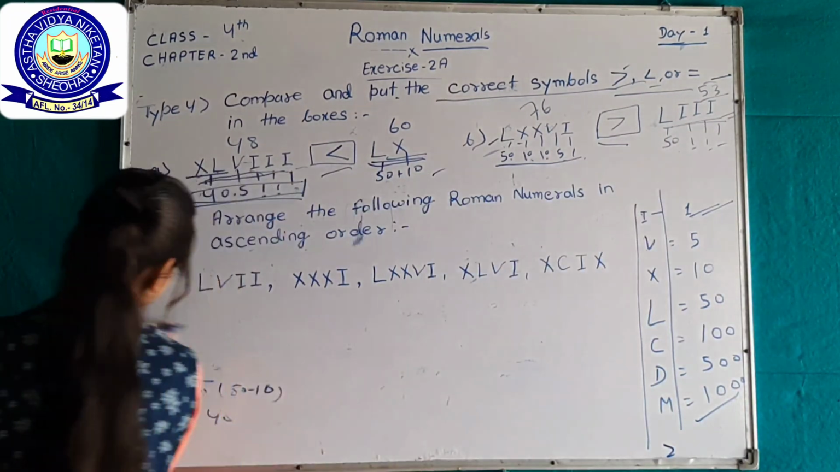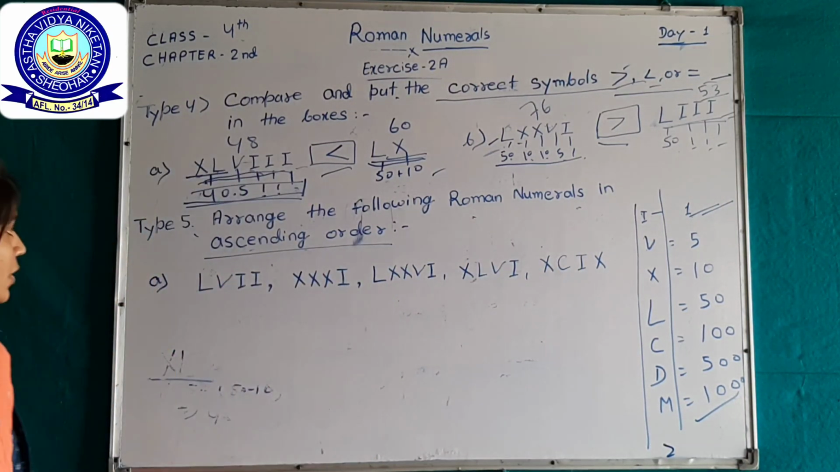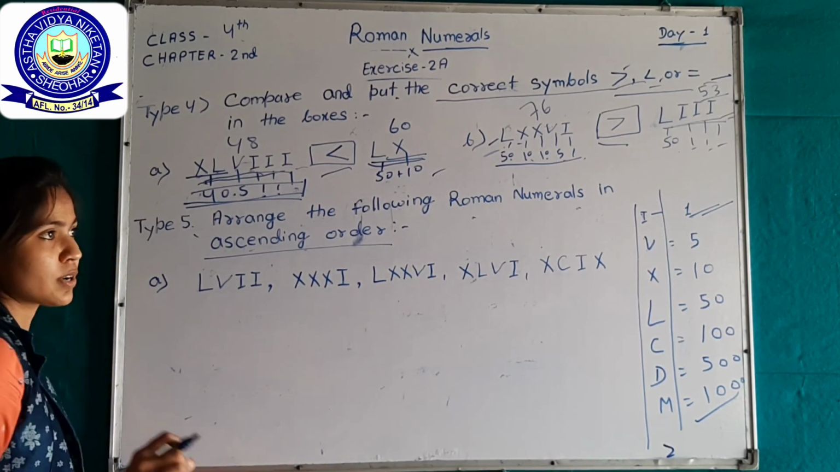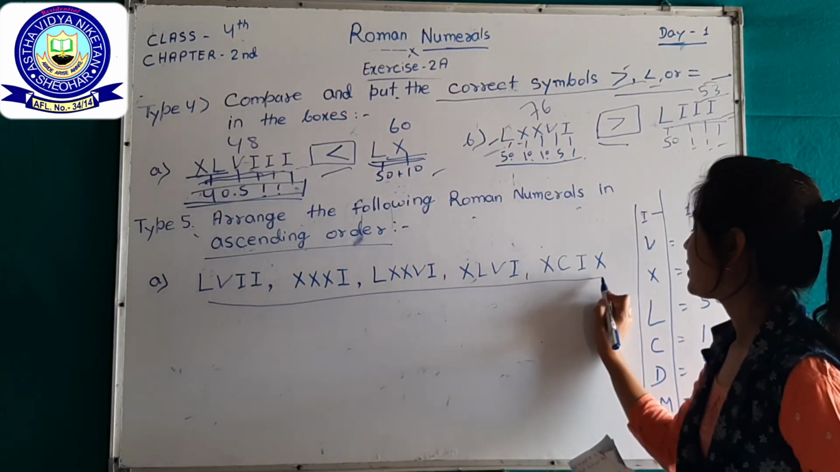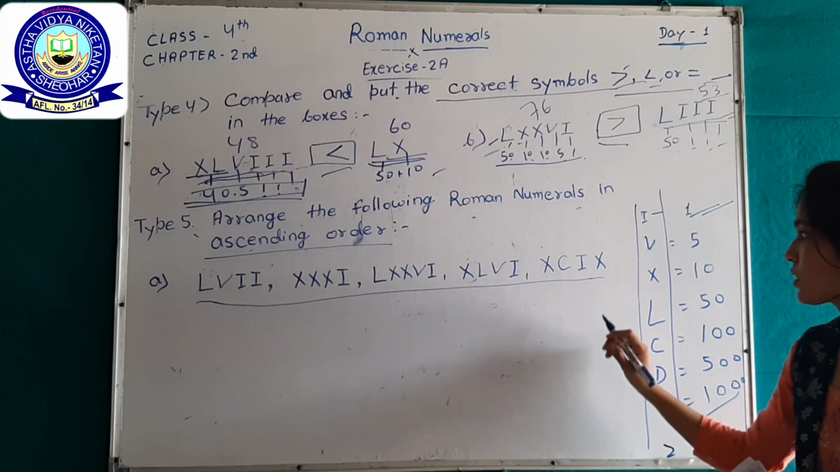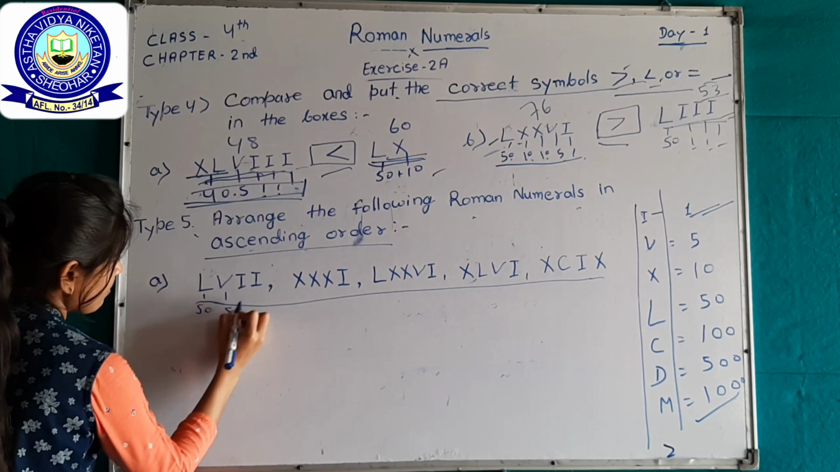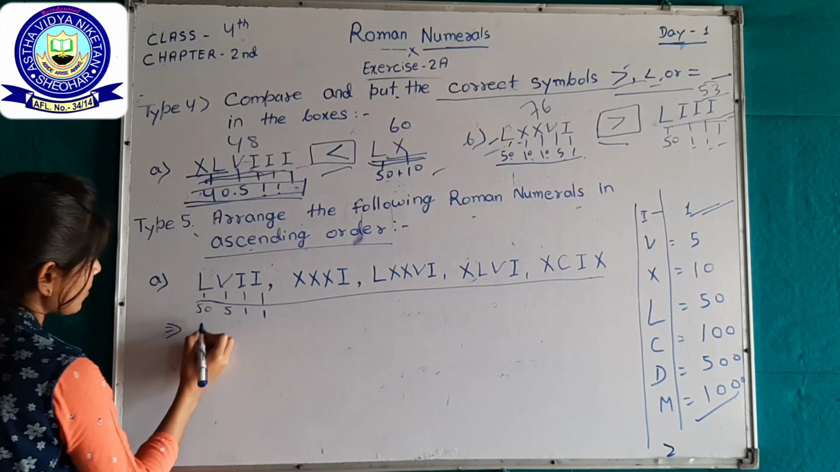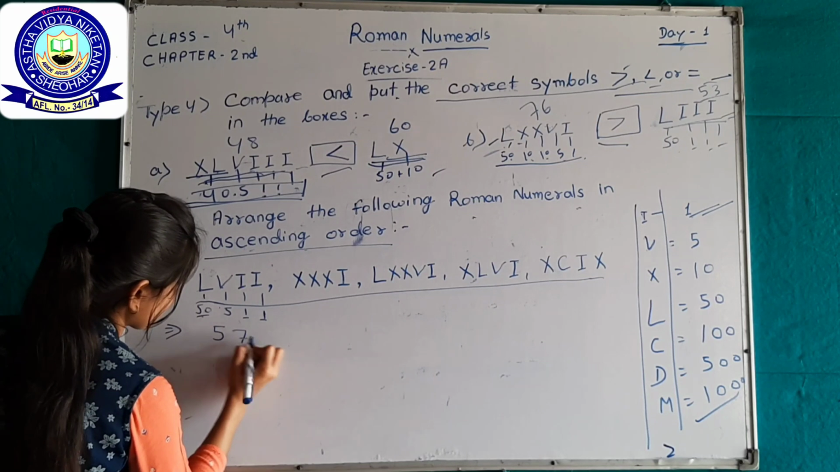And your next question. Next type: arrange the following Roman numerals in ascending order. You have to write in ascending order. In ascending order, first of all, you have to write the smallest number of the given series. And in this series, first of all, you have to write the Hindu Arabic numerals of these Roman numerals. There is L means 50, V means 5, I means 1 and this I means 1. So the value of LVII equals 50 plus 5, 55, 56 and 57.